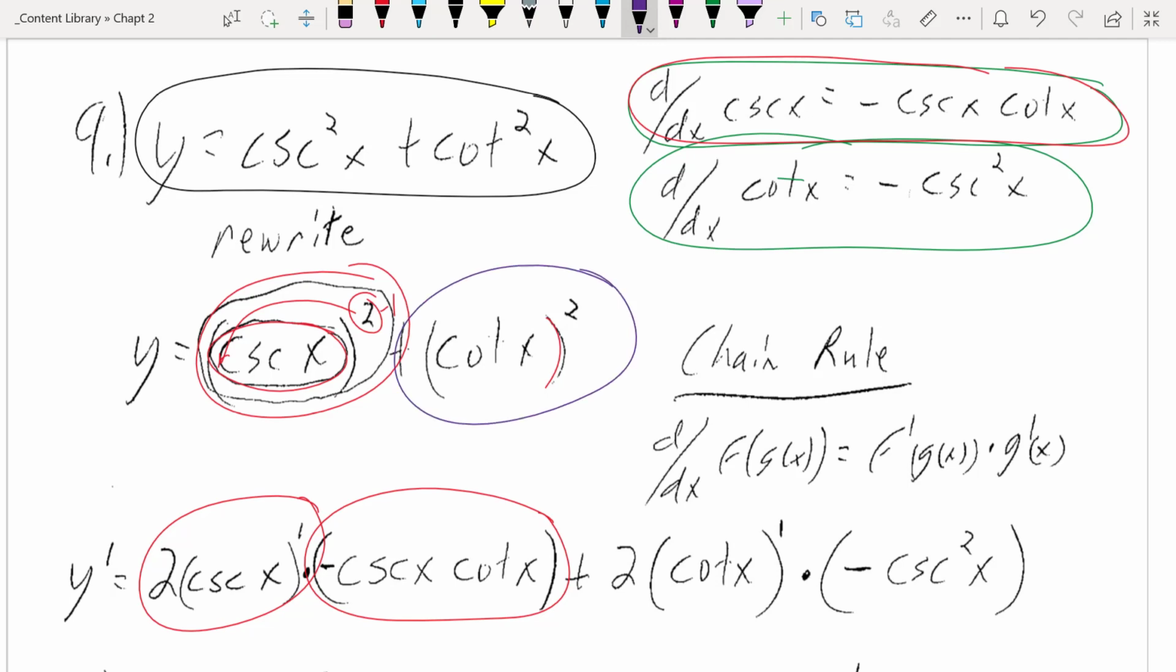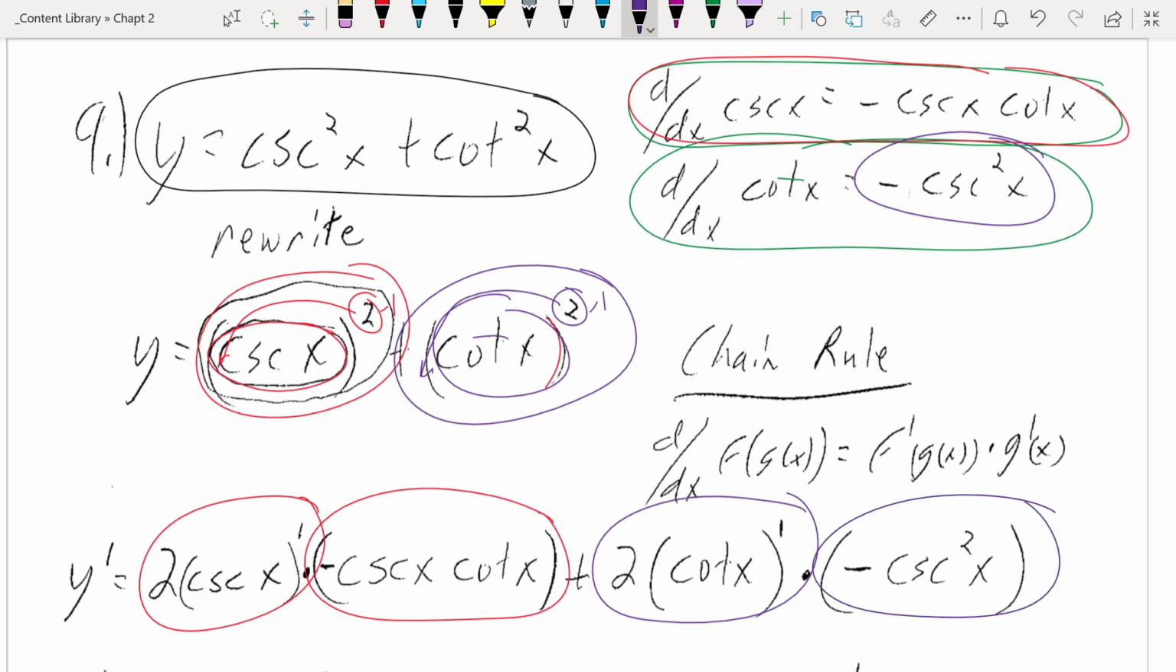Remember, here's your outer equation. You're going to take 2 multiplied out front. So you're going to get 2 cotangent of x, and you're going to subtract 1 to get to the first power. And then you've got to take the derivative of what's inside. So the derivative of what's inside, or the derivative of the cotangent of x, something you have to memorize, is going to be negative cosecant squared of x. So remember, the chain rule says the derivative of the outer equation times the derivative of the inner equation.